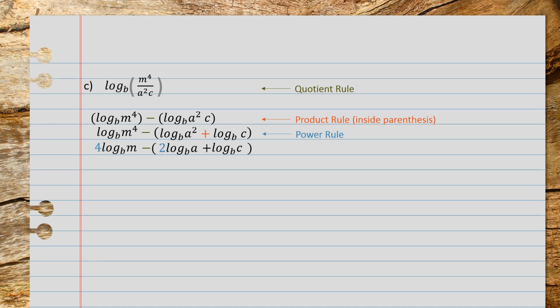So we have applied the quotient rule, the product rule, the power rule. Are we done with this problem? No. Notice we have parentheses. We have to look in front to see if there's anything that would cause any changes. In other words, we do need to distribute that minus, or the opposite of, which gives us 4 log base b of m minus 2 log base b of a minus log base b of c. That is your expression.